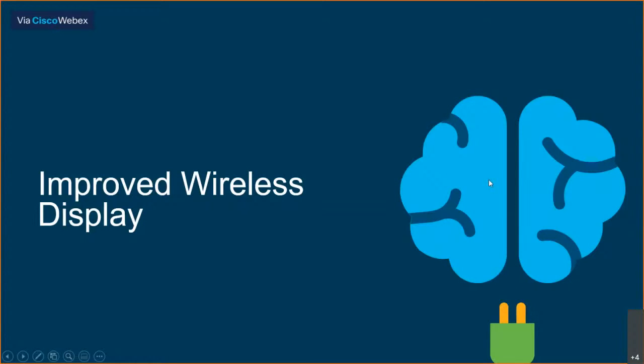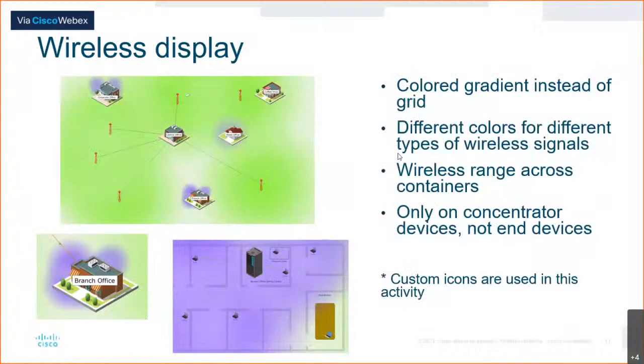All right, let's move on to the next thing, which is the improved wireless display. And I really love how the wireless display now looks in Packet Tracer. If you can remember, before this improvement, the wireless range was shown more like a circle with a dash fill in it. Now it is more of a color gradient instead of this grid. Also, different colors represent different types of wireless signals. For example, this green one is mobile networks. The purple is Wi-Fi. And also, wireless range goes across containers.